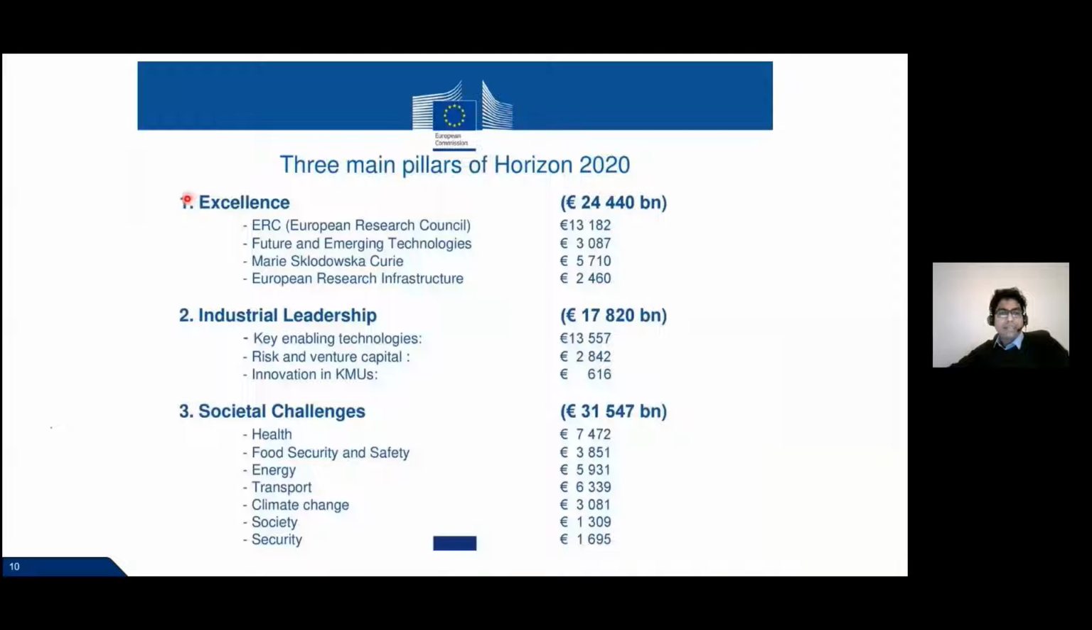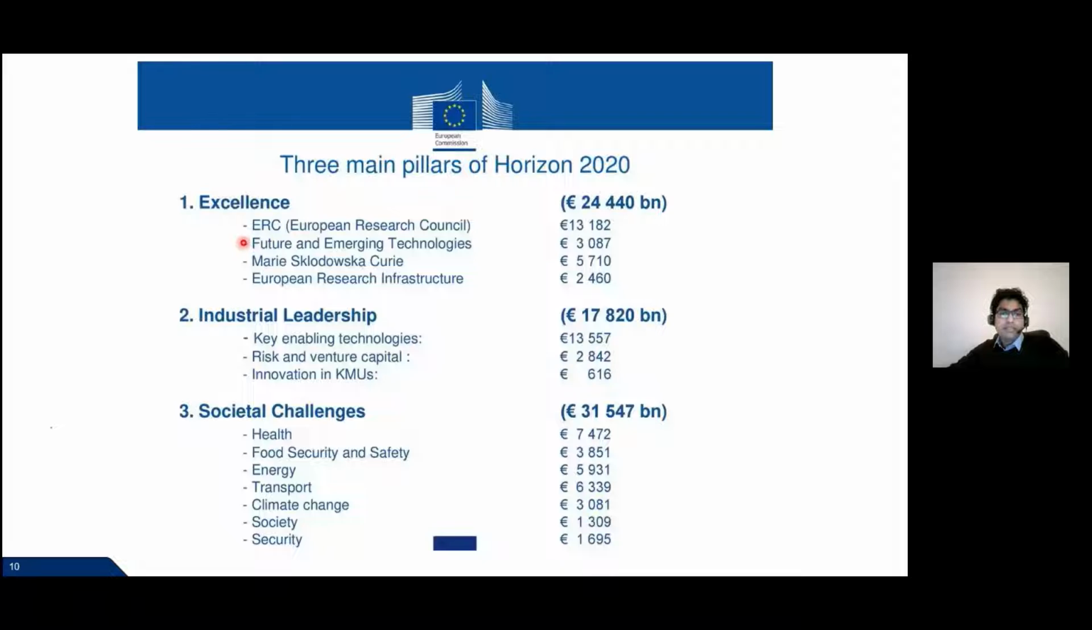So the three pillars were excellence, industrial leadership, and social challenges. They distributed the fund across these three different pillars. Excellence is basic research that is really essential to innovate. The ERC, the European Research Council, is divided into four different funding schemes. The ERC is for research fellows who are just starting their independent research, like assistant professors. They get a starting grant of 1 million euros if they are able to successfully file the application.